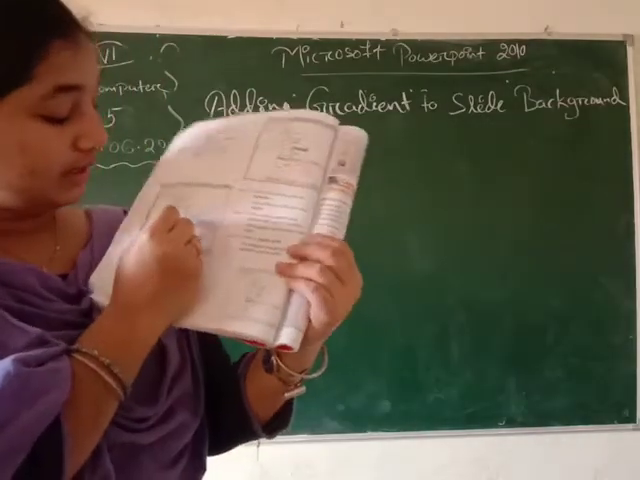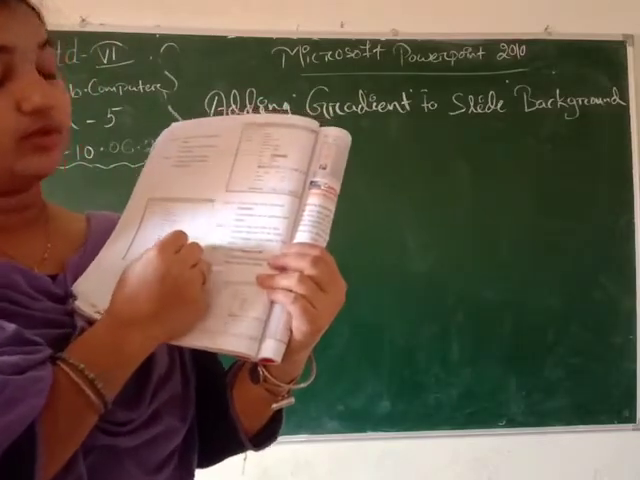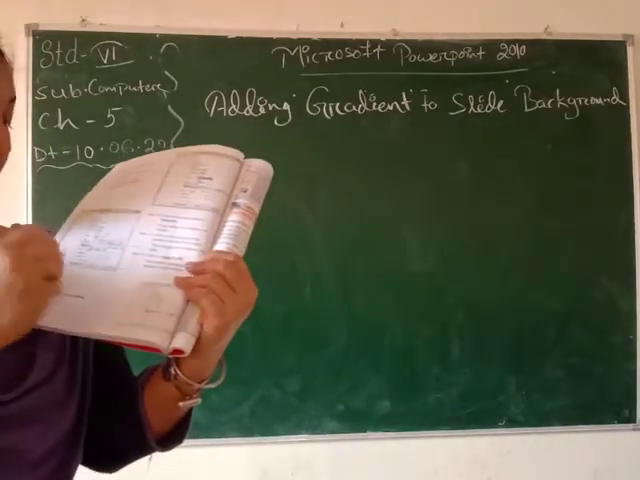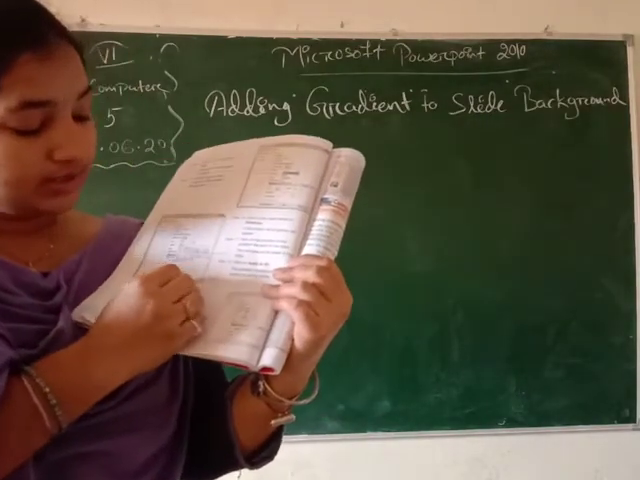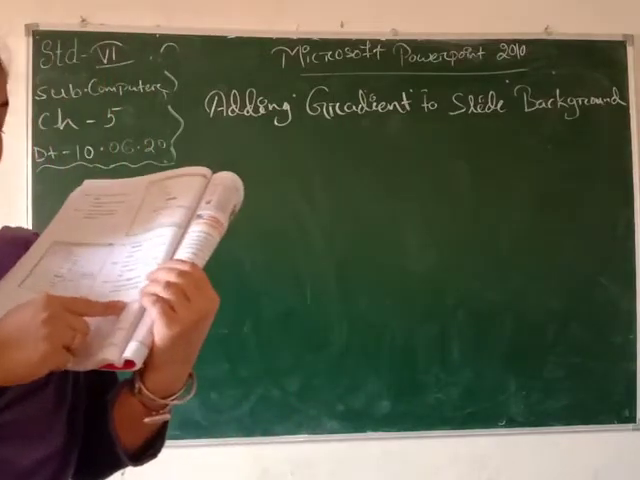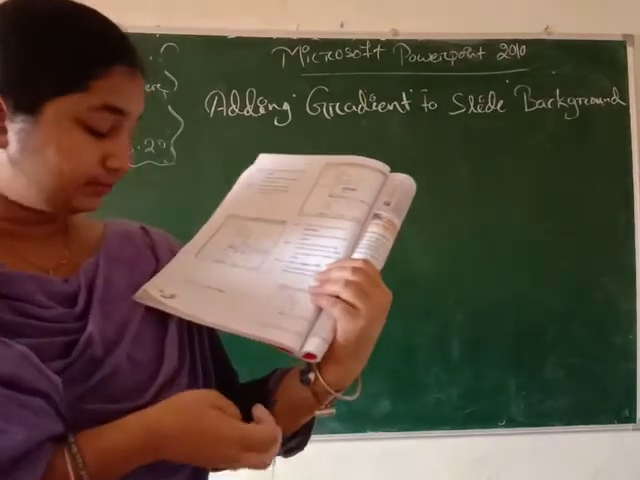Here we can select the design we want to give to our slide, and after that we have to click on this apply to all. After clicking on that, the gradient background will be applied to the slide.